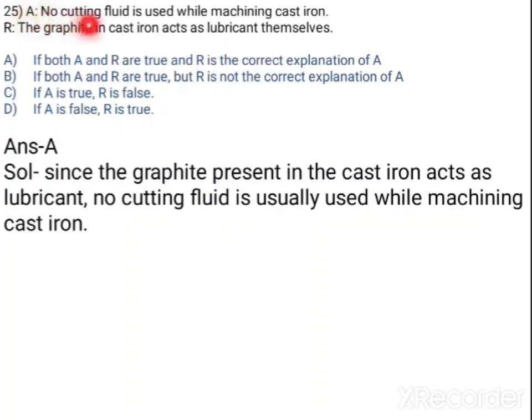Question 25. Assertion: no cutting fluid is used while machining cast iron. Reason: the graphite in the cast iron acts as a lubricant itself. So we have to pick the correct one. Since the graphite present in the cast iron acts as a lubricant, that's why no cutting fluid is used while machining cast iron. Both are correct. Both A and R are true, and R is the correct explanation of A, so it matches. So the answer is A for question number 25.